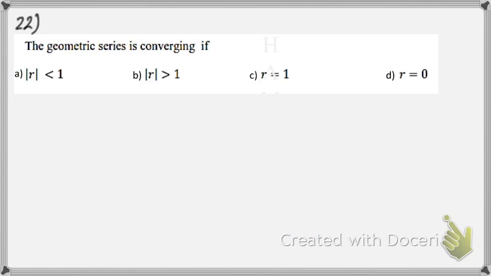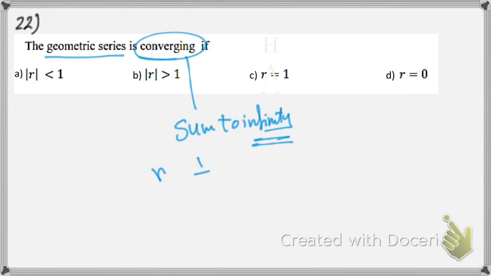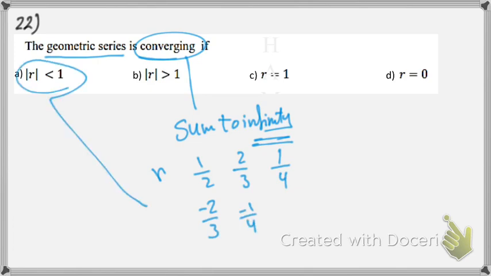Question 22. The geometric series is converging. The meaning of the word convergent is that you can find the sum to infinity. And sum to infinity only happens if the common ratio, the number that you multiply or divide each time, is a fraction. Fraction like half, 2 over 3, 1 over 4, could be negative even. Negative 2 over 3, negative 1 over 4. So to satisfy this and to have a common ratio smaller than 1, you are going to choose A, as the absolute value should be smaller than 1.